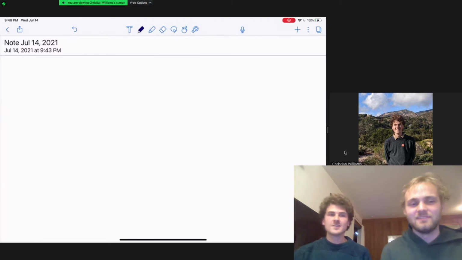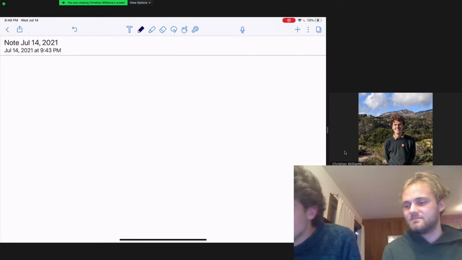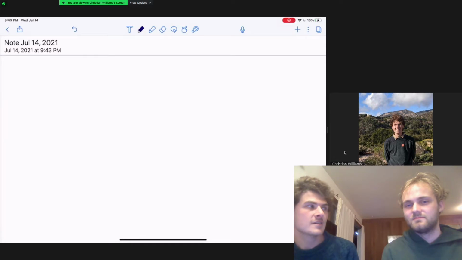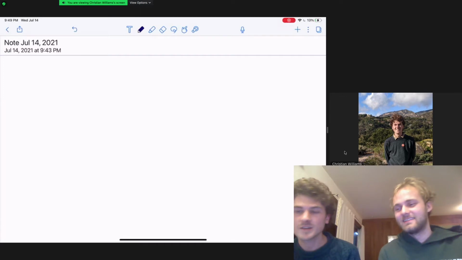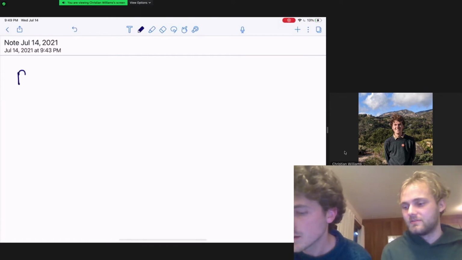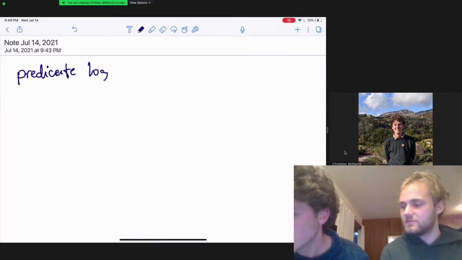Okay, sounds good. So when we think about predicate logic, what are we dealing with? What are we manipulating? Well, one answer is predicates. Okay, so what is a predicate? A predicate is a function from a set to Prop, which is the type of propositions.